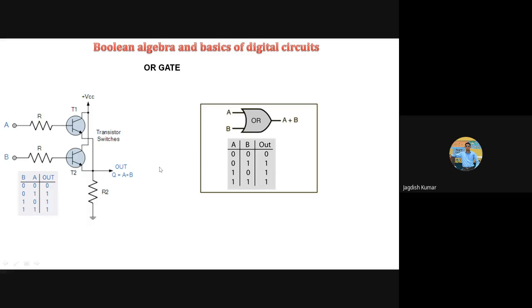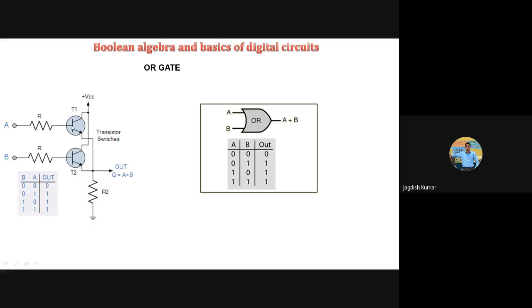So how to design such a circuit? This is the same circuit which was used for the AND gate, with very small changes. What we did is we gave VCC directly to both the transistors, A and B. The collectors of both the transistors are connected to each other, and then to VCC. And the emitters of T1 and T2 are both connected at the output.